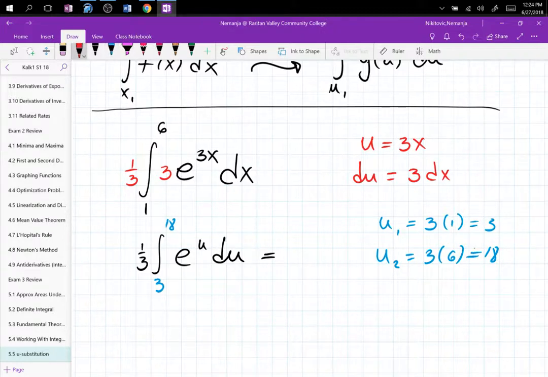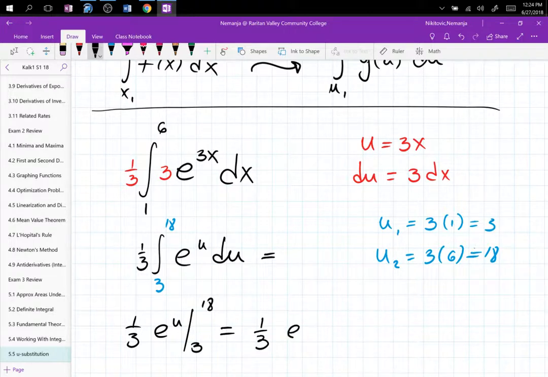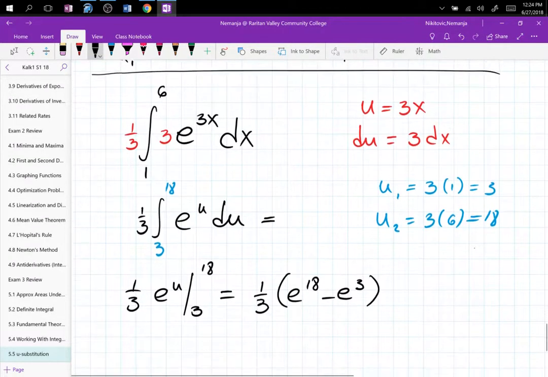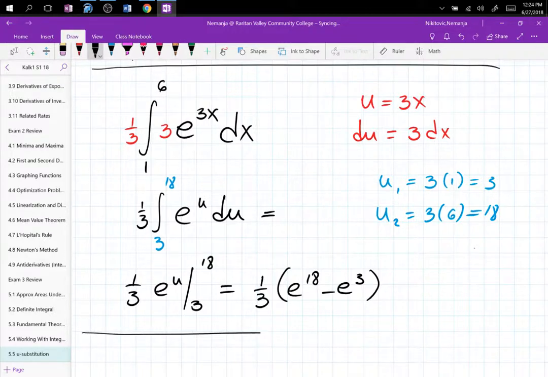So we have now 1/3 e to the u computed from 3 to 18. So we are not switching back to x because we have our limits in u, and you're just plugging in u for u. So it's 1/3 times e to the 18 minus e cubed, and that takes care of this thing. I'm not going to compute the thousands. They're there in the answer. No one cares. This is the exact answer. Done. Right?